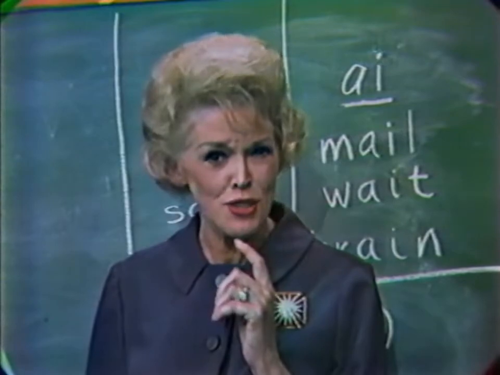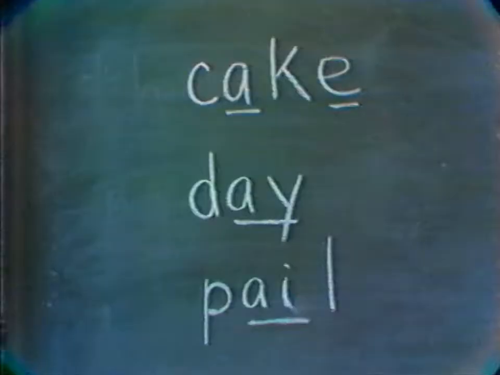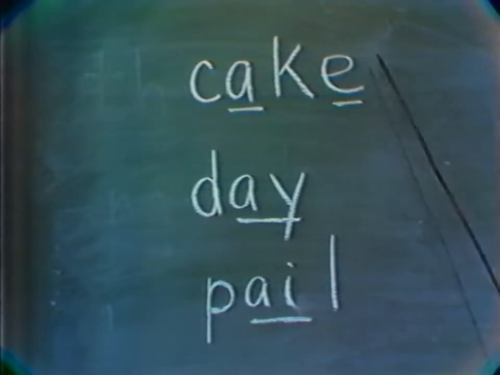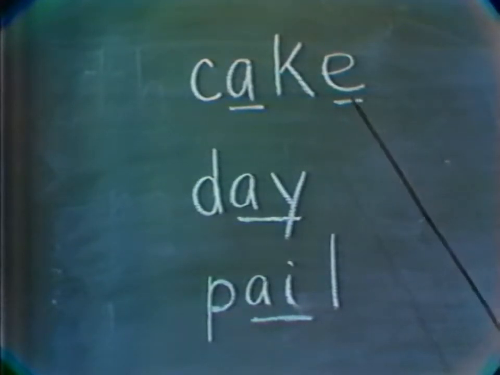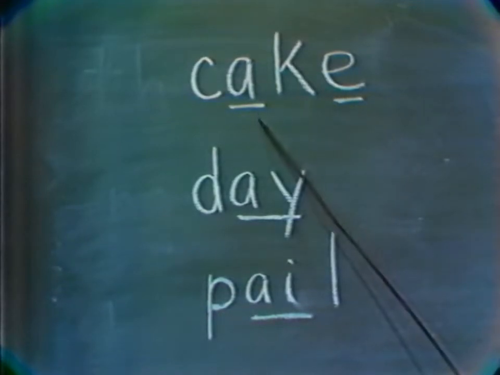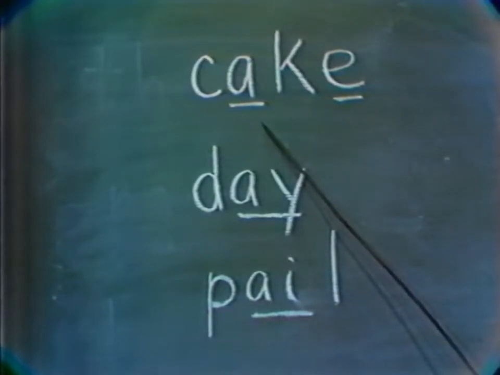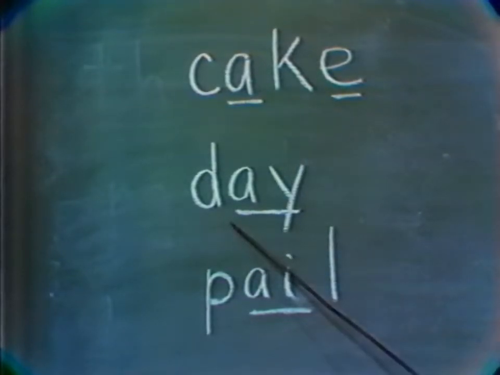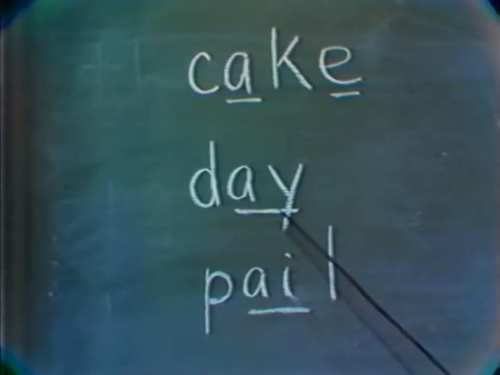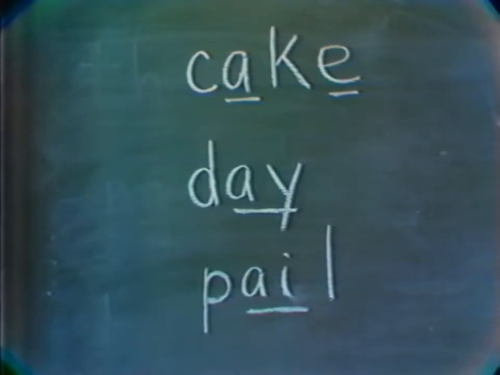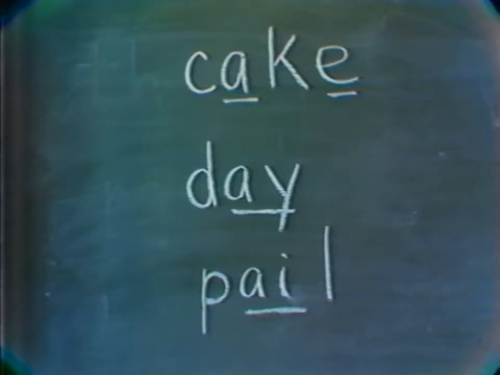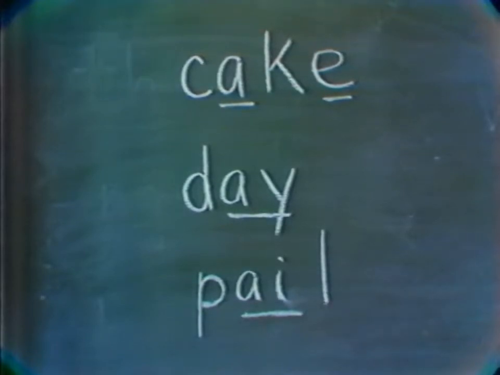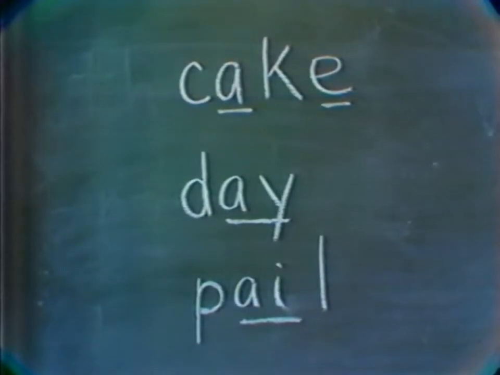Now, let's look at the different ways to spell the sound A. Here's C-A-K-E. Now, there's that silent E at the end of the word, and we know that silent E tells the other vowel to say its own name. So, the A in cake says A, cake. But look at this word, D-A-Y. A and Y are together. They're vowel pals, and they also say A. Here's another word, P-A-I-L. A and I together say A, A.